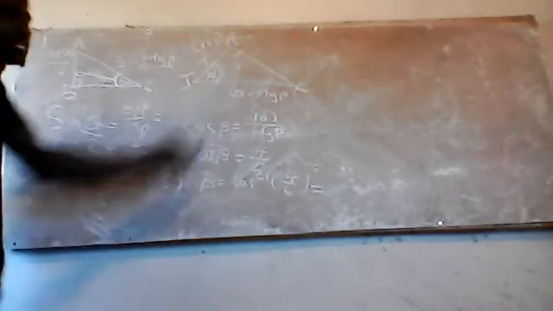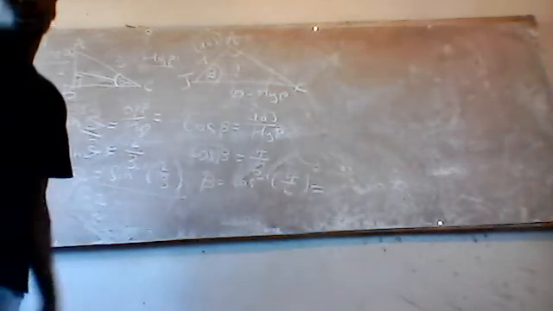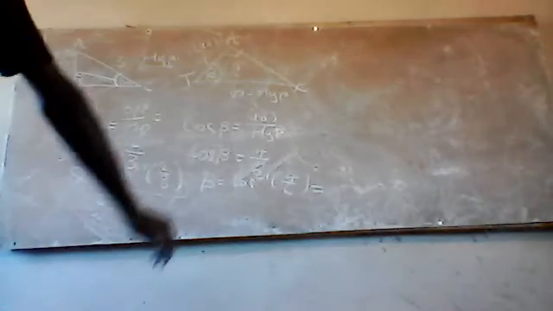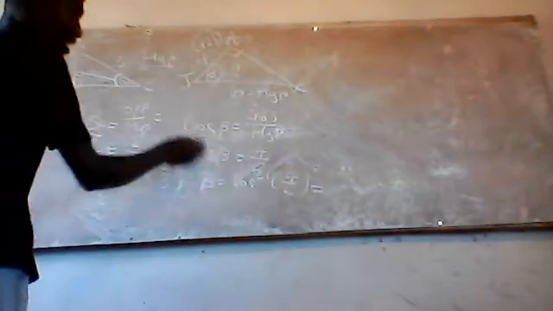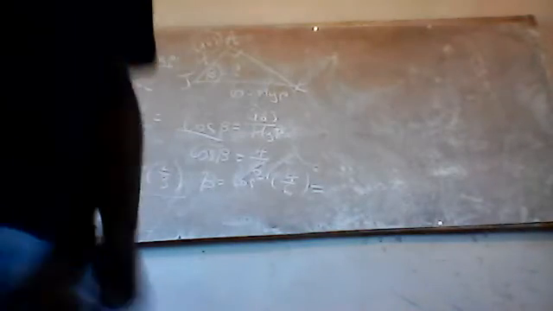At times you may be given the opposite and the adjacent side. In that case, you are going to be required to use the tan trig ratio. It is actually called the tangent in full, but we say it is tan, and the cos is the cosine, but we say it is cos.